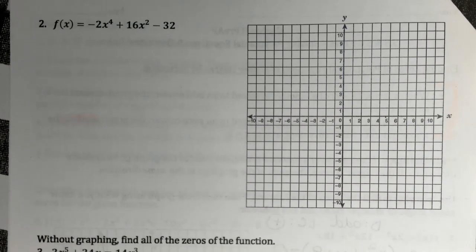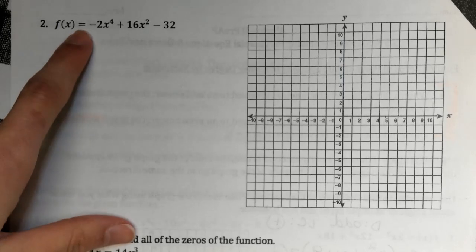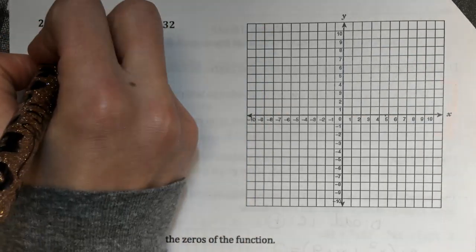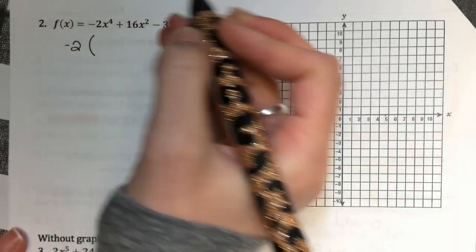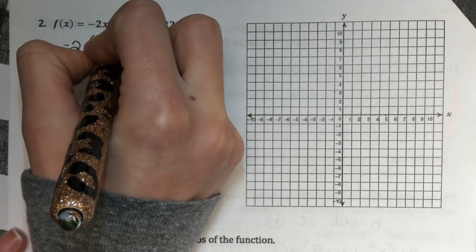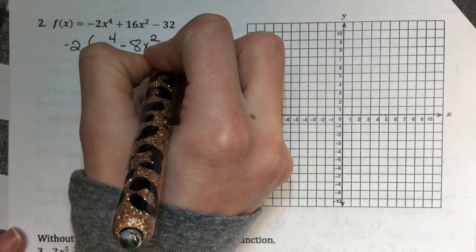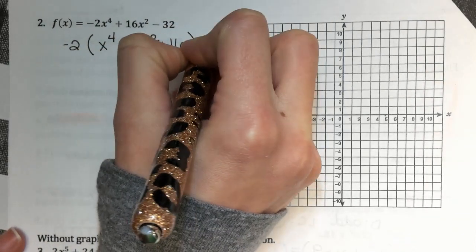Okay, so now I have negative 2x to the 4th plus 16x squared minus 32. Do I have a GCF? What is it? 2. Now, yes, negative 2. I have a leading negative, so I'm going to go ahead and factor that out. So I'm going to have negative 2, and that's going to leave me with x to the 4th minus 8x squared plus 16 equals 0.